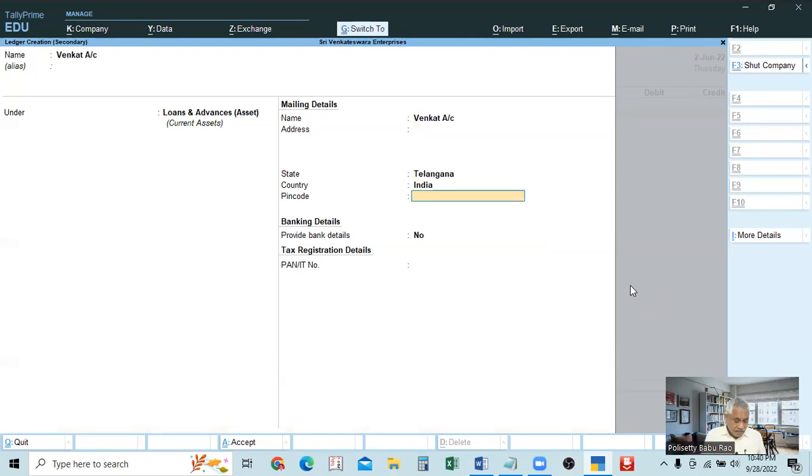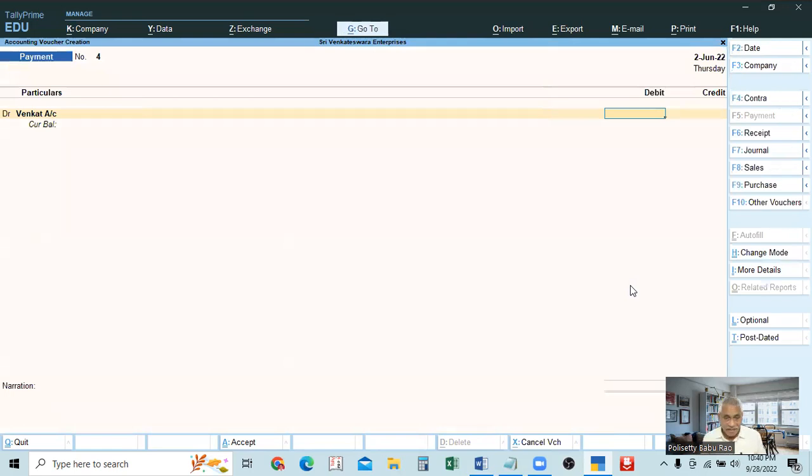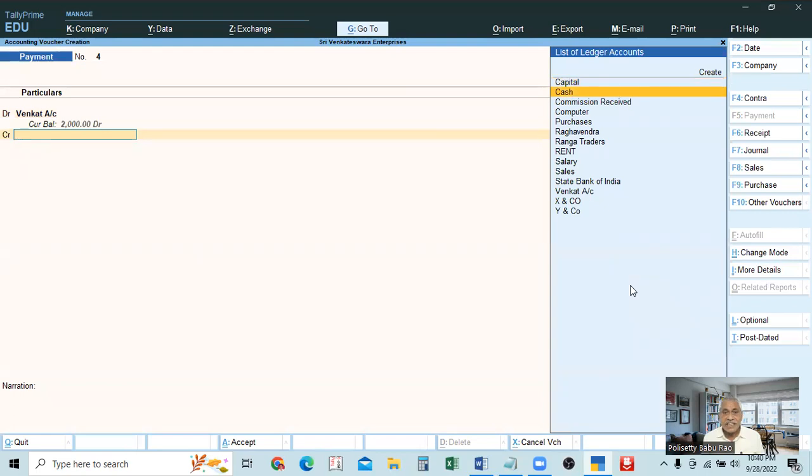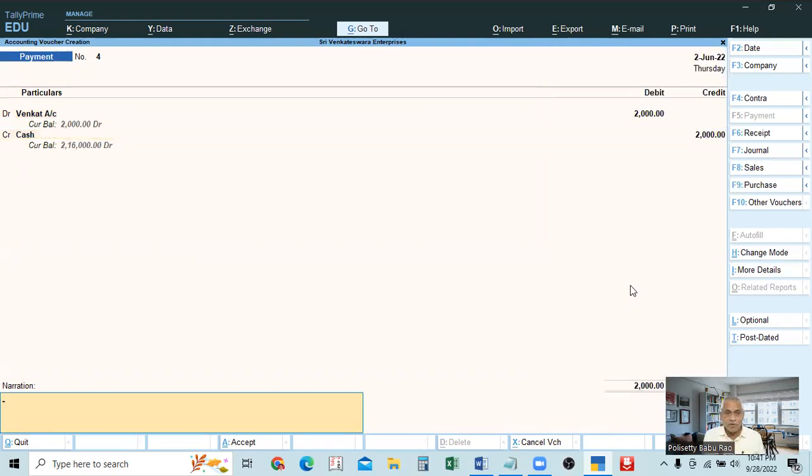And save it by pressing Control A. So Venkat account is created. How much did you give? 2,000. What did you pay? We paid loan, we gave loan. We paid 2,000, and if nothing is given, it means it is cash only. If it is paid through bank, they'll give a bank cheque like that. Nothing is given, so we have to select cash. So here, loan given to Venkat, being loan given. Name is not required because the name is in the entry.